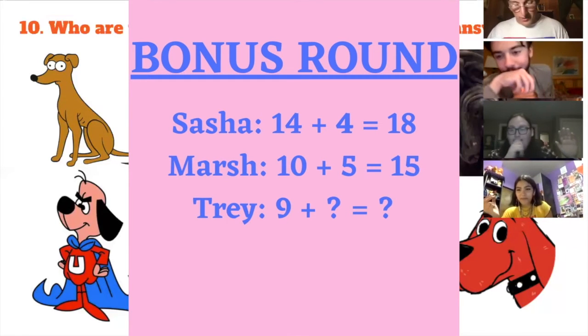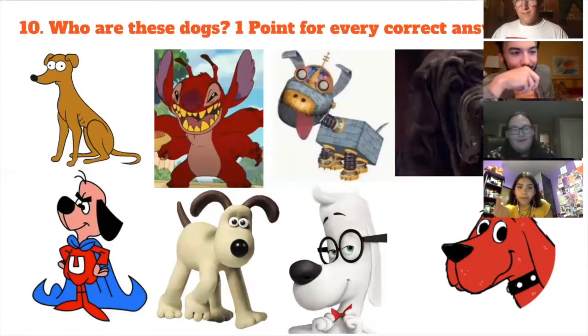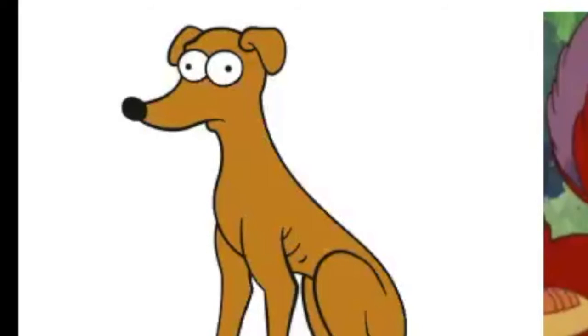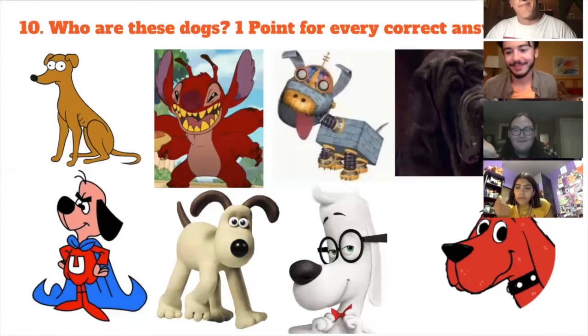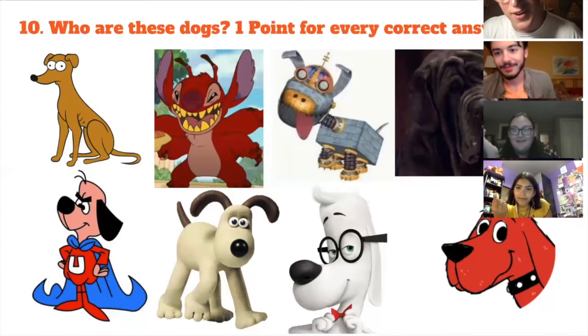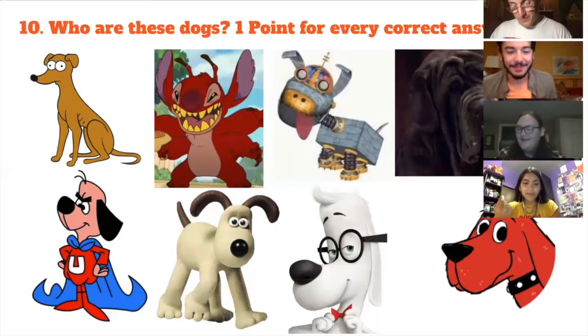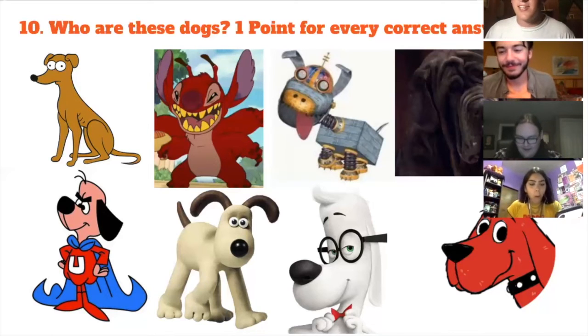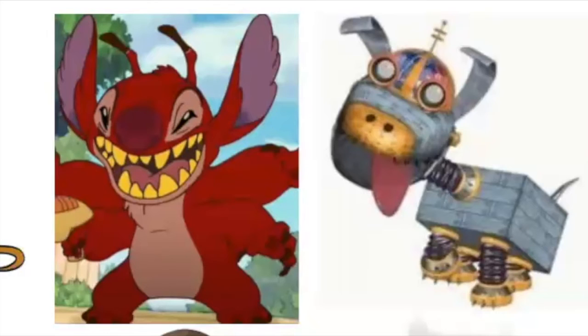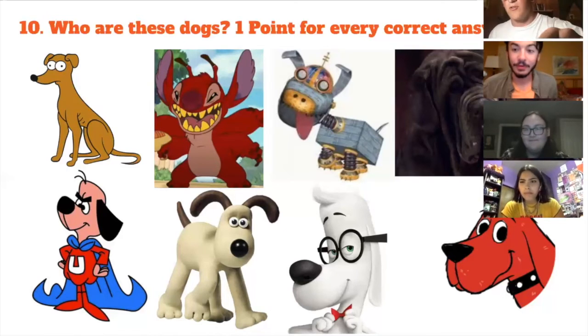Trey, let's see what you got. So I got all 4 on the bottom: Underdog, Gromit, Mr. Peabody, and Clifford. I thought that dog was from Futurama. Oh, it might be. What'd you put, Trey? Seymour. And that's incorrect. I knew it. It's Santa's Little Helper from The Simpsons. Also, that's Leroy from Leroy and Stitch. And then beside him is Goddard, Jimmy Neutron's dog.